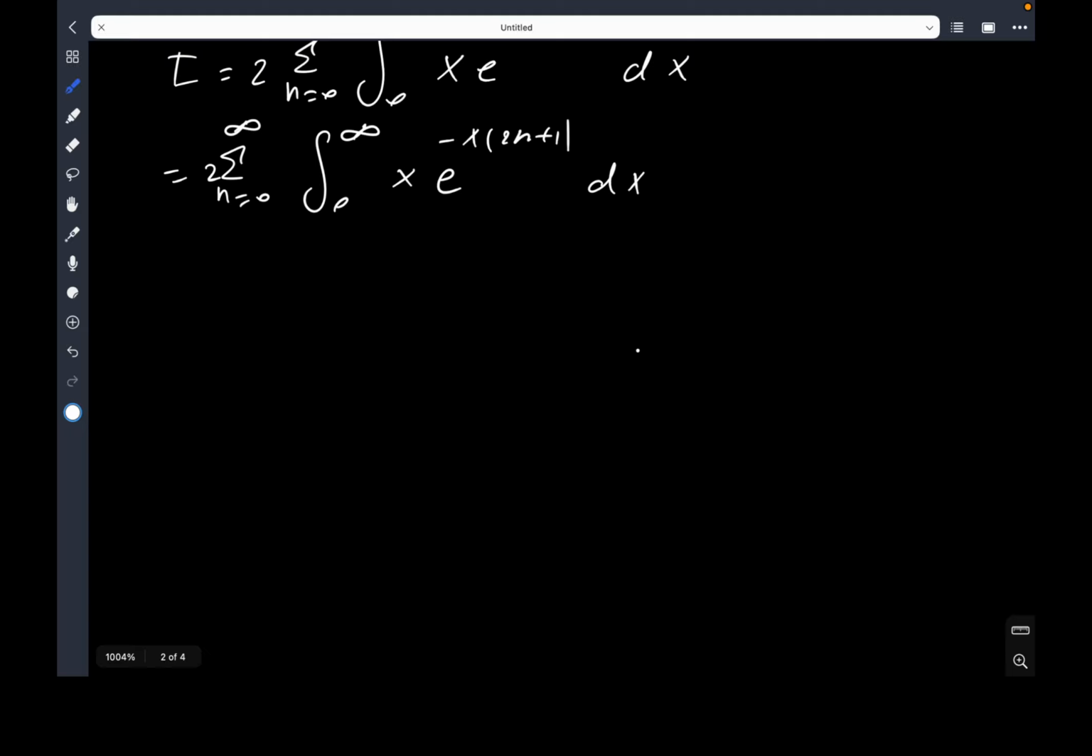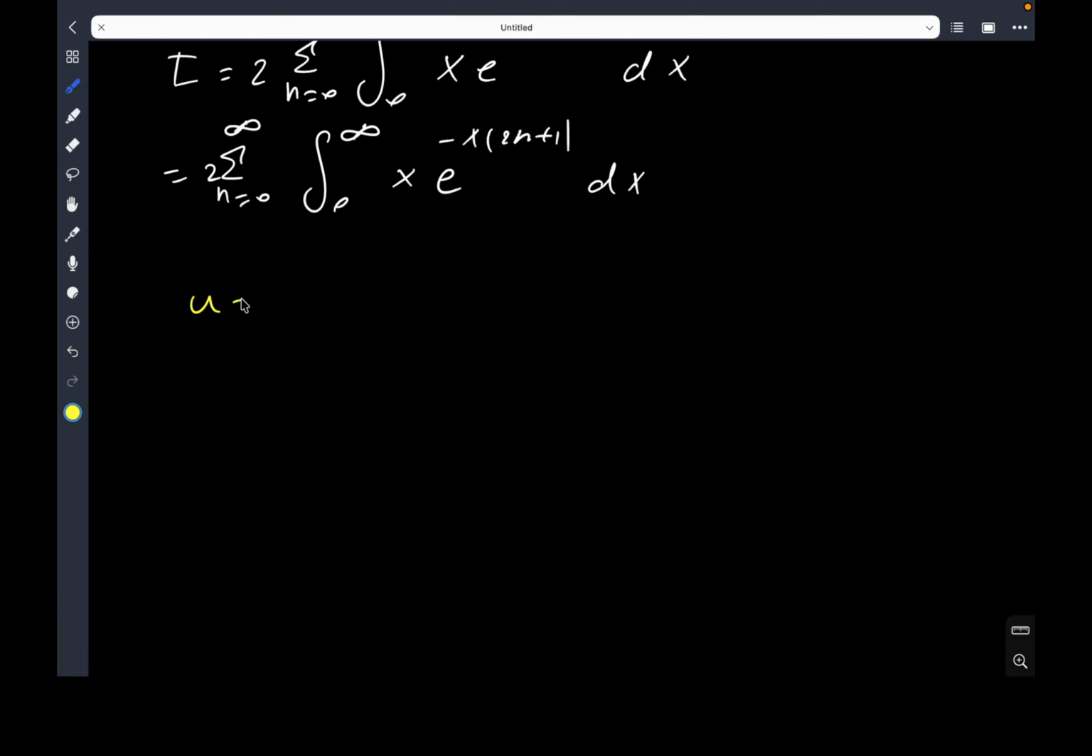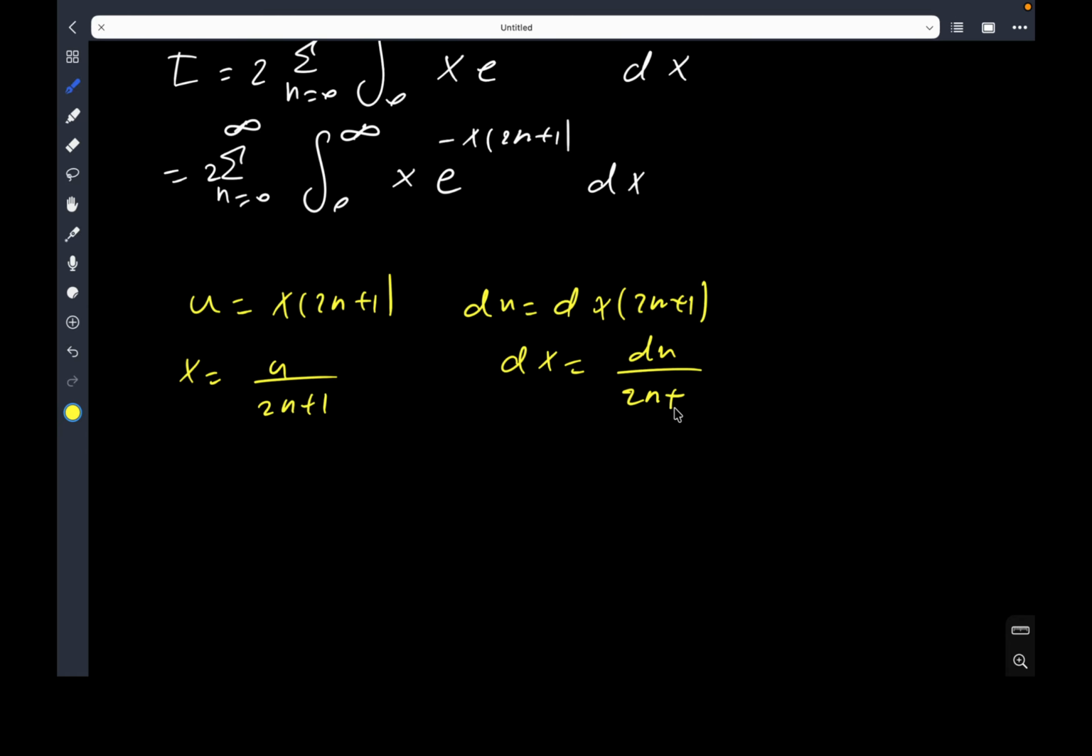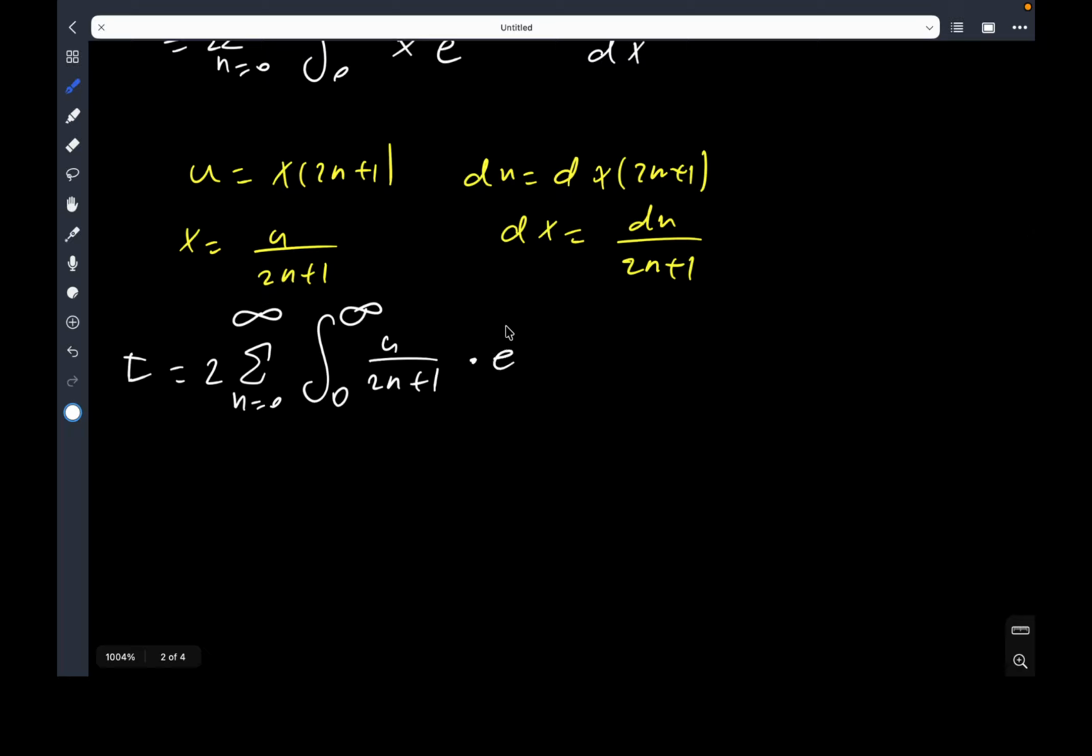Now here I'm going to do another substitution. I'm going to let u be equal to x times 2n plus 1, and my du is going to be dx times 2n plus 1. So x is going to be u over 2n plus 1, and dx is going to be du over 2n plus 1. And I is going to be 2 times the infinite sum from n equals 0 to infinity of u over 2n plus 1 times e to the negative u times du over 2n plus 1.